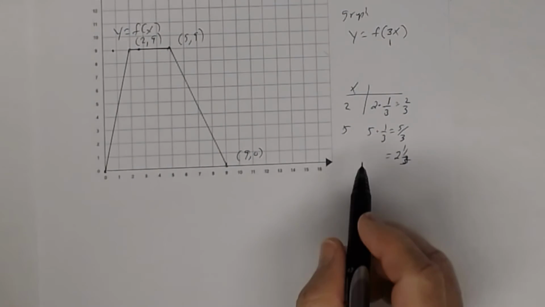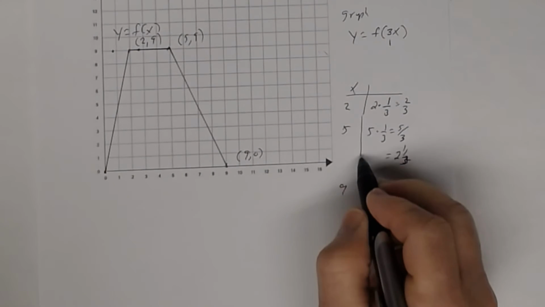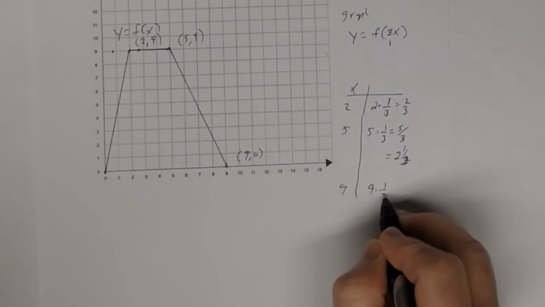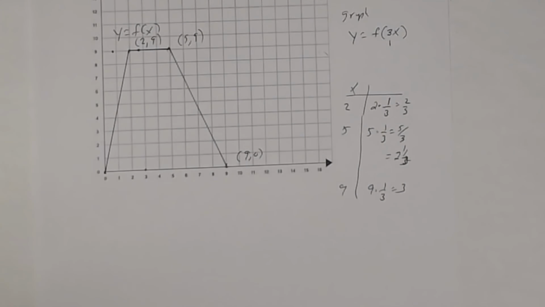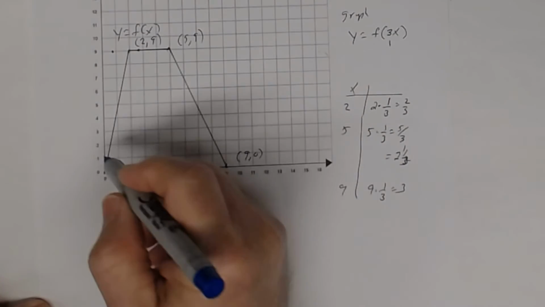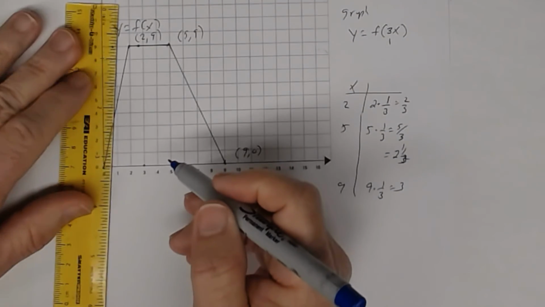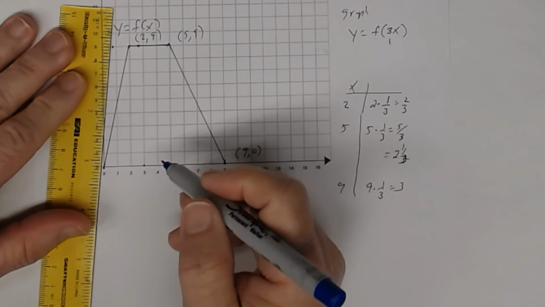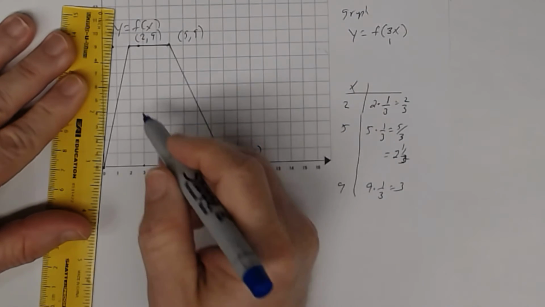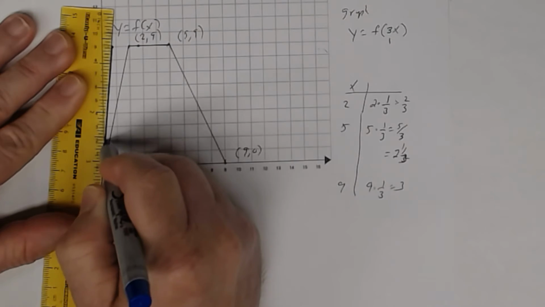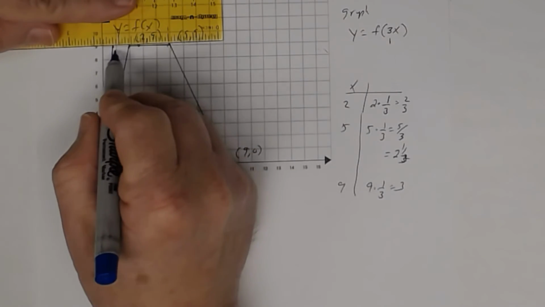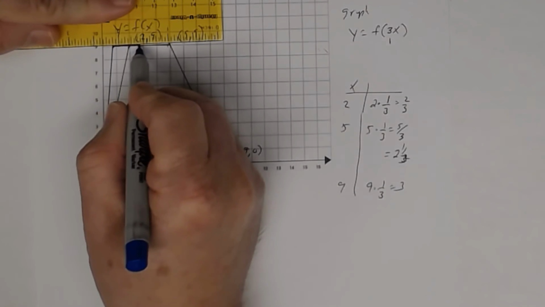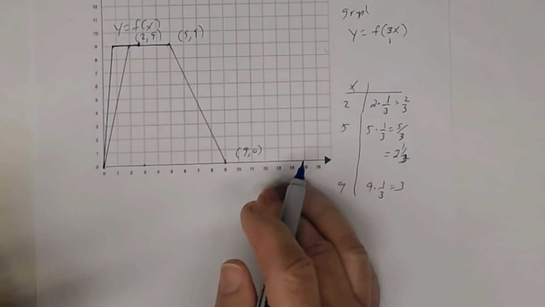So when x is 9, I'm going to say 9 times 1/3, which is 3. So I get this point right here. And now the blue graph is going to be the graph of this function here. So I'm going to go ahead and do this just to show you. All you're doing is taking each of those x coordinates and you multiply by 1 divided by k. The y coordinate stays the same. And then we get this.